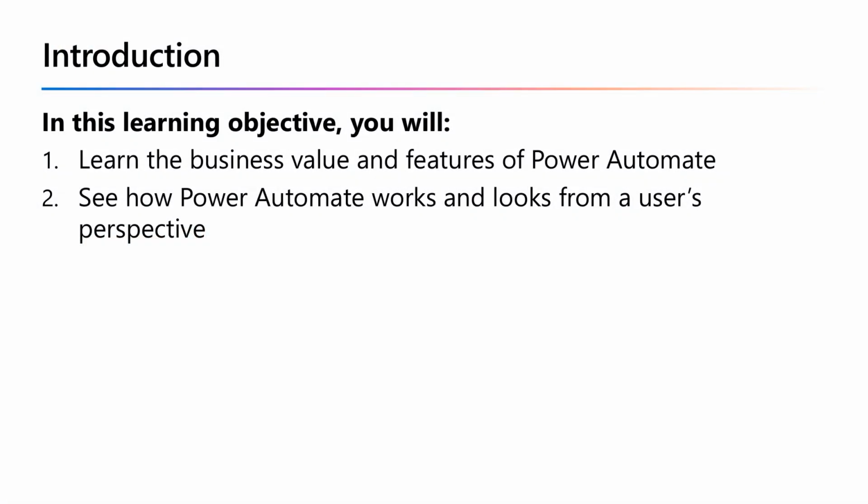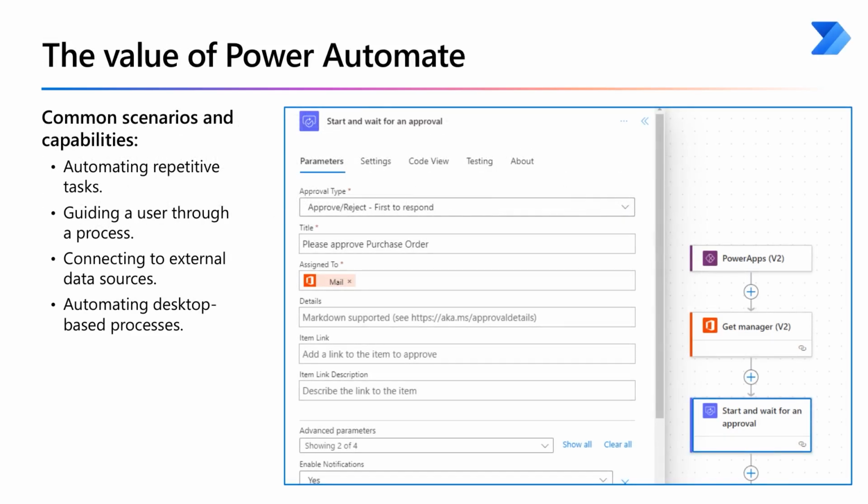What we'll focus on is learning the business value of Power Automate, and we'll see how Power Automate works and looks from a user's perspective. If you ever find yourself downloading email attachments and then uploading the file to a database, Power Automate can help with that. Does the process of getting a new purchase order approved involve you taking the form from desk to desk to desk to get sign off? Well, Power Automate can help with that too. Do you have to log into a website every morning, find the daily numbers, and then save those into another system? Power Automate can help.